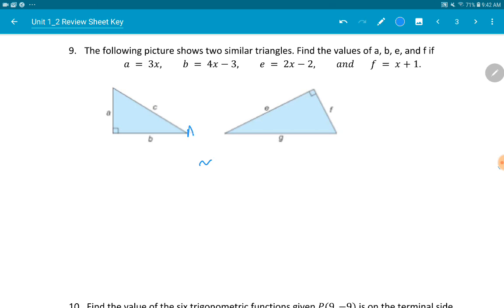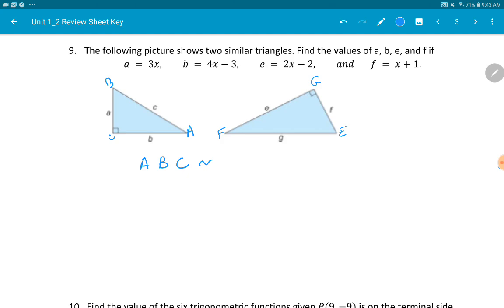So let's see, this is A, B, C, and G, F, E. So I need to make sure I match up the right parts. Let's just go ahead and call this A, B, C. That order of the first one doesn't matter, because I am free to do whatever order I want here. But for the second one, once I've already picked the order for the first one, I got to be careful to match up the angles on both sides.